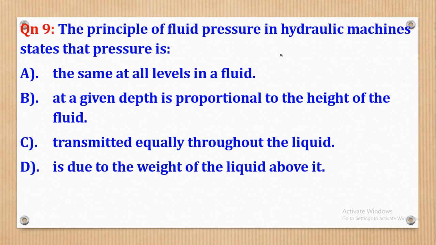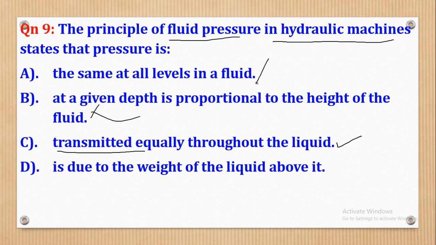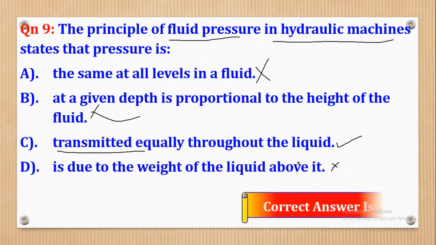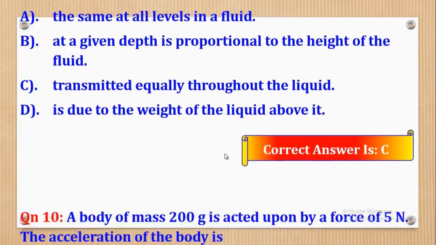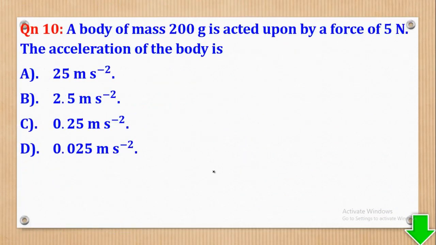Because they said hydraulic machines and fluid pressure, it implies that it will be option C, which is transmitted equally throughout the liquid. So these ones are not okay for this principle. Therefore you conclude that option C is the correct answer. So that was question 9. Now we shall go to question 10.